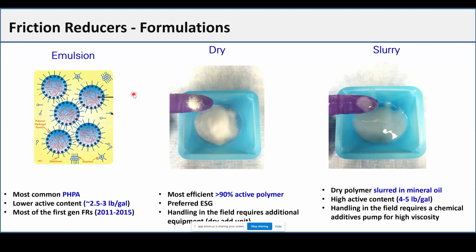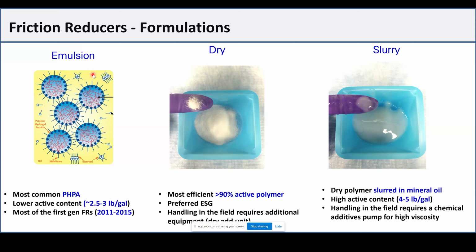As for where the friction reducer comes from, or the formulation that we are using, we have different types or different forms of friction reducer that can be delivered to the location. The original formulation, which was the most commonly used up to 2015, I would say, is called an emulsion product, which has an external phase of oil, with droplets of water inside the external phase of oil.